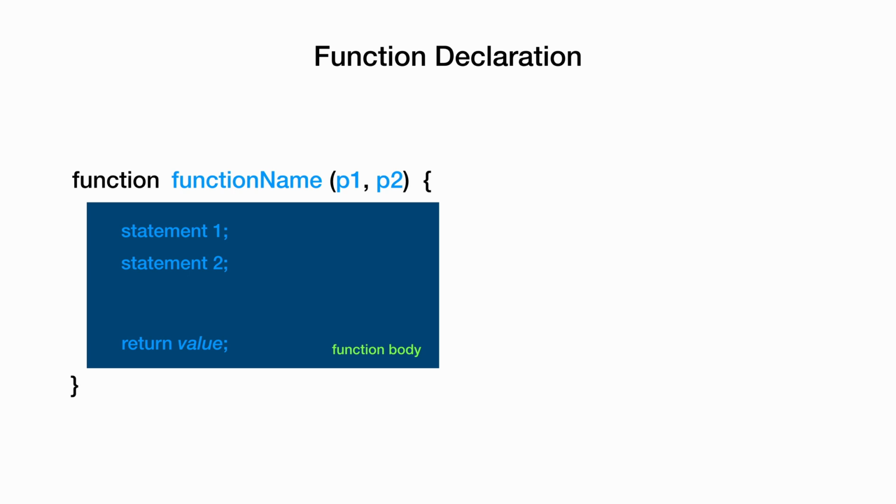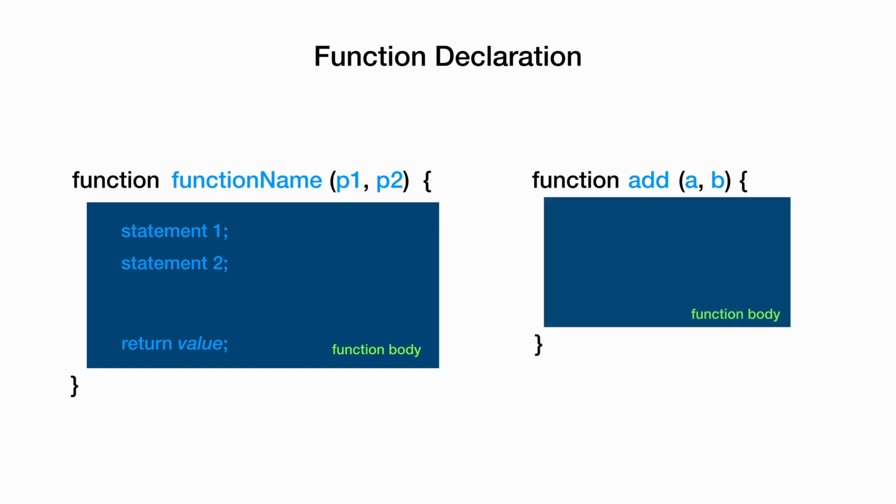Now, let's look at an example to understand this better. First, we use the function keyword. Then, we give a name of add to our function. Next, we create two parameters a and b as the inputs to our function. Then, we have curly braces and the function body. Inside that, we create a new variable c which adds two numbers. And finally, the function returns the value of c.